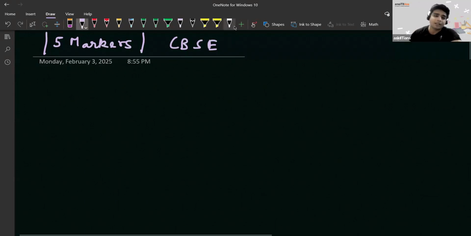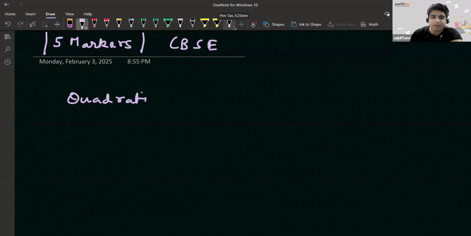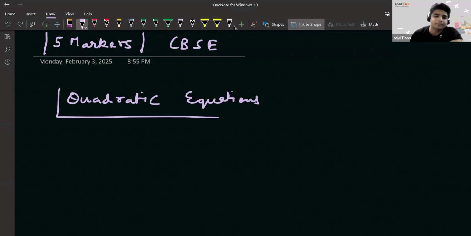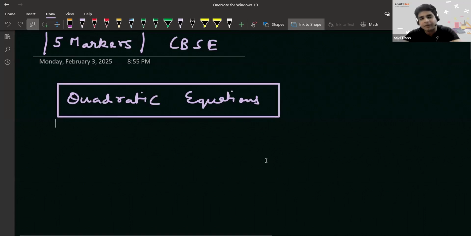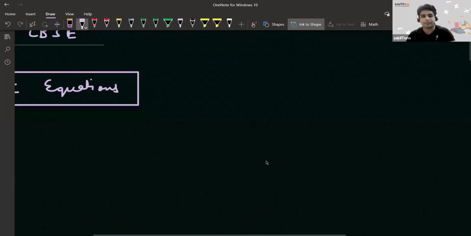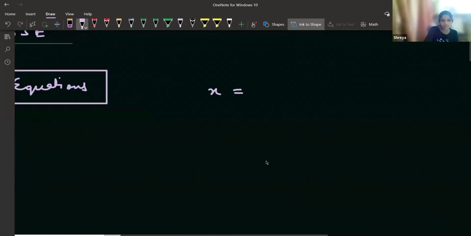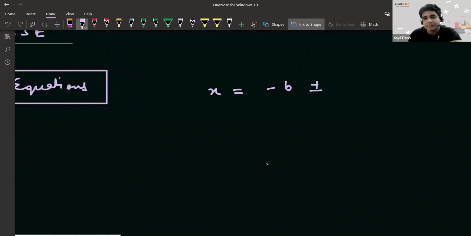So the first chapter that has a high probability of having a 5 marker is nothing but quadratic equations, right? So what do we know about quadratic equations, everyone? What is that important formula that we have to deal with? Yes, can anyone remind me that formula? That is the quadratic formula. What is the quadratic formula? x equals minus b plus minus root of b square minus 4ac.